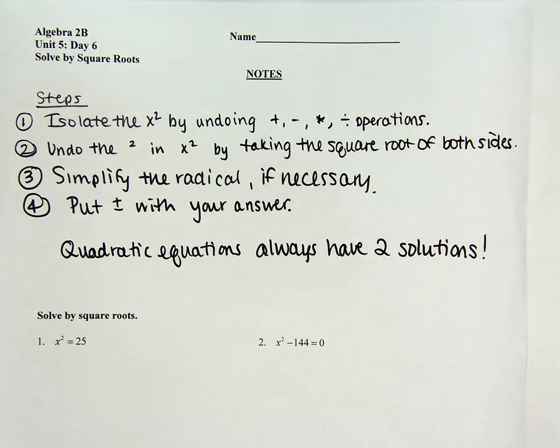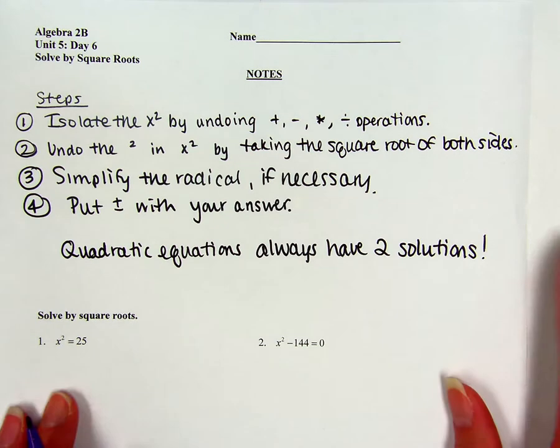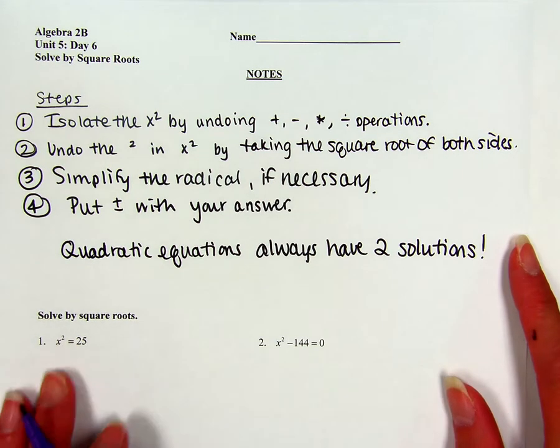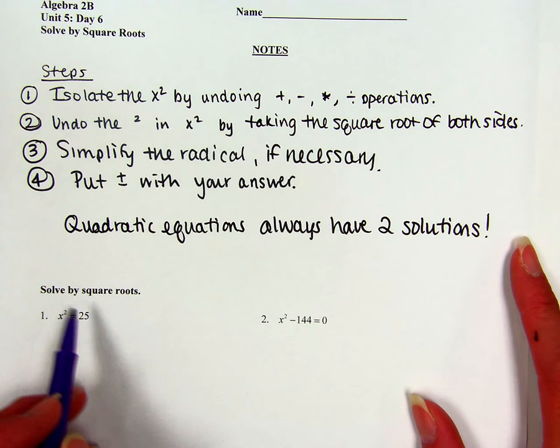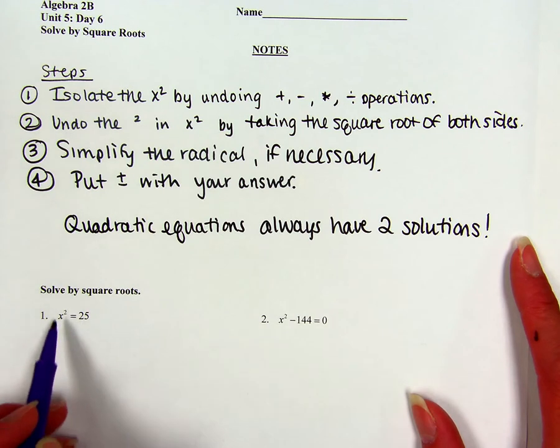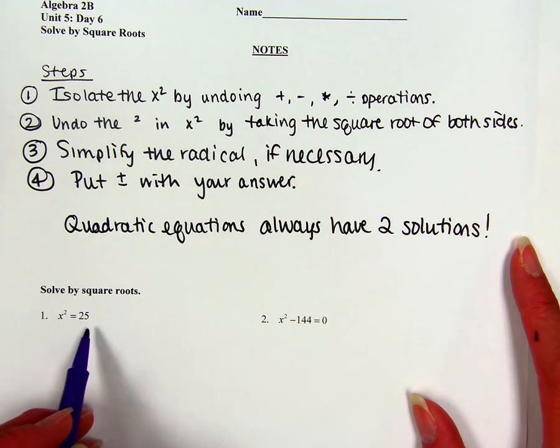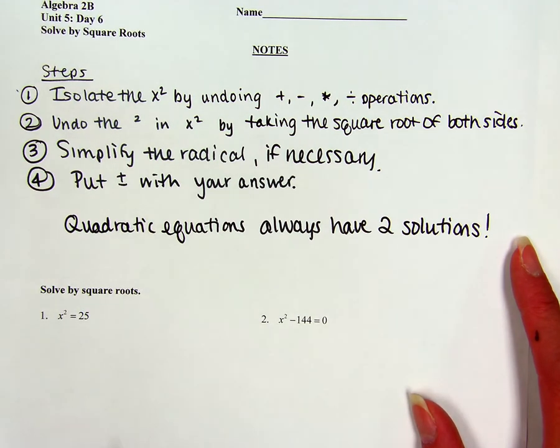These are pretty quick problems because you guys already know how to solve for x. You're just solving for x squared. So the first step says isolate the x squared, which means that it should be the only thing on the left side of the equation and everything else should be on the right. So step one is done in this problem.